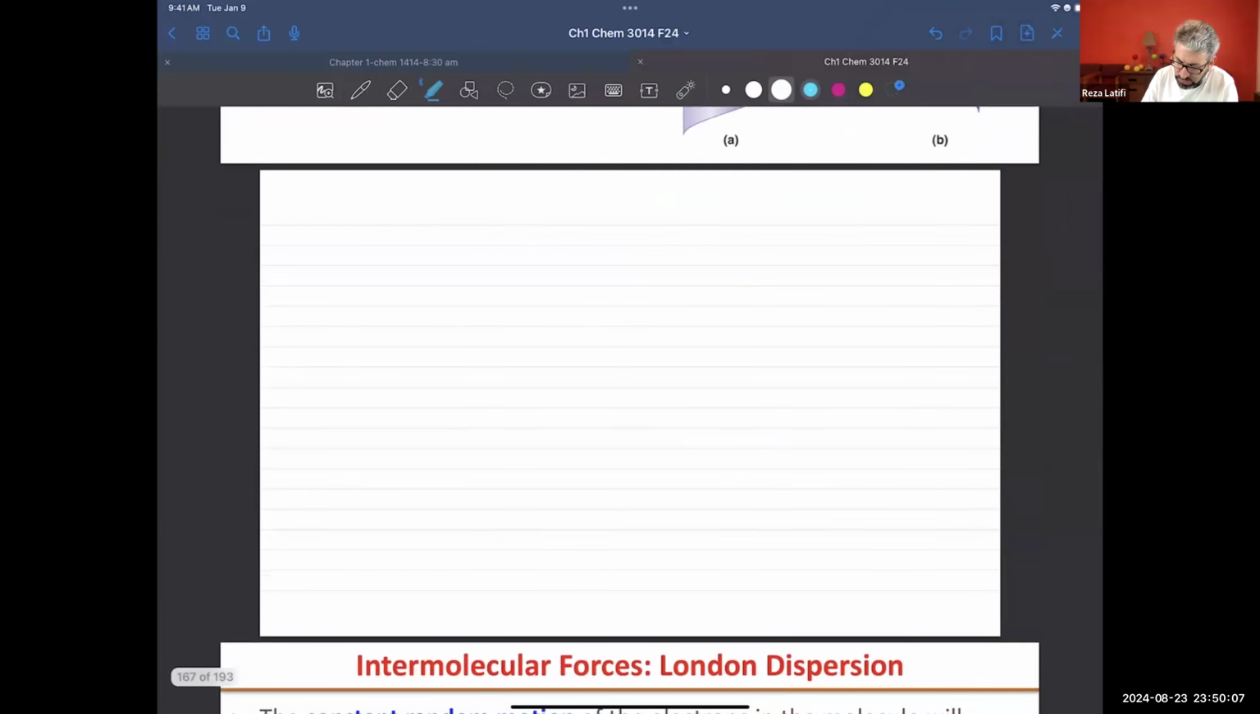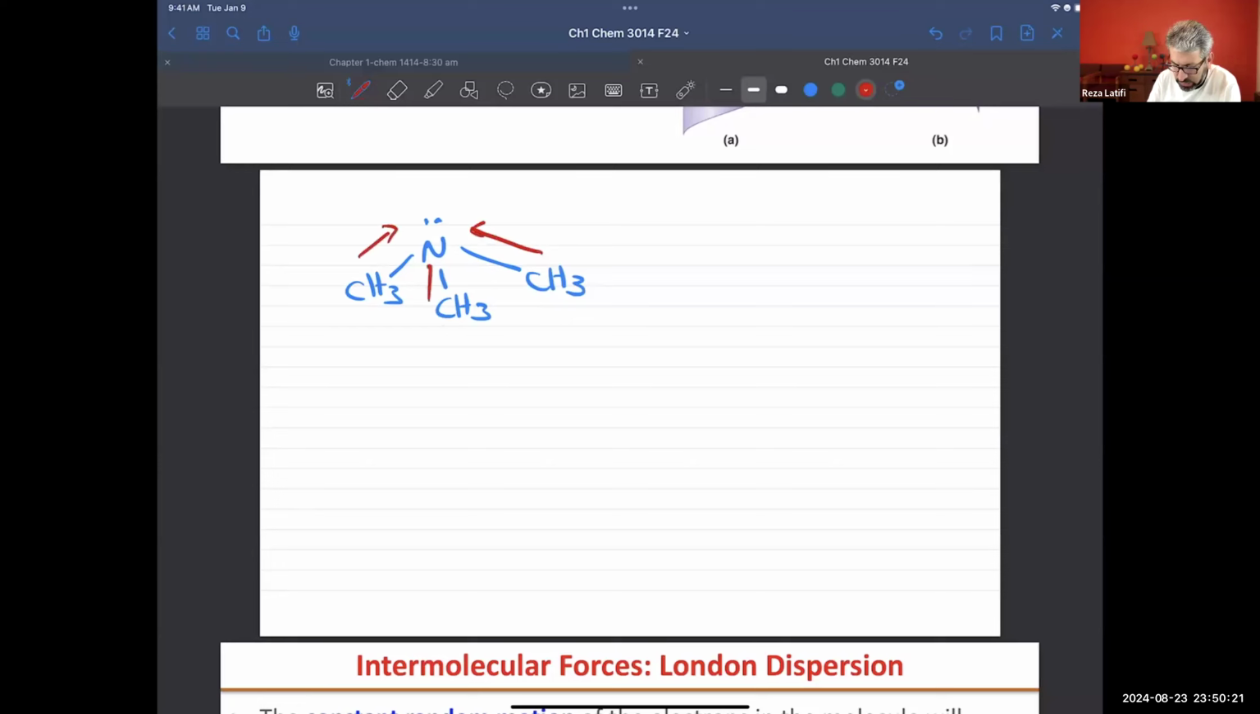So if you have nitrogen attached to CH3, for example, the strongest force that you will be dealing with is technically dipole. Remember, this one goes up. You cannot cancel the force in that case. So we say this is going to be polar, and the strongest force will be dipole.